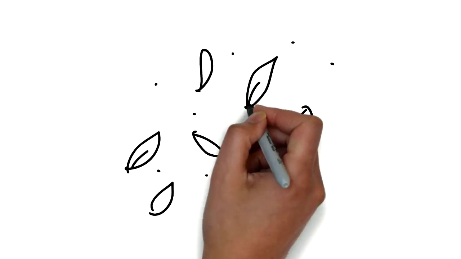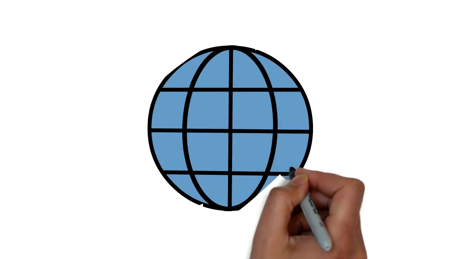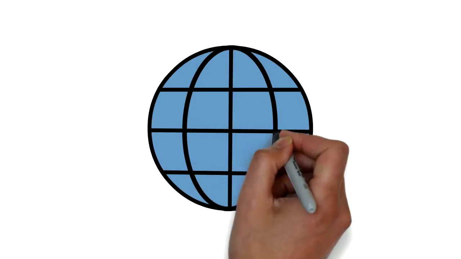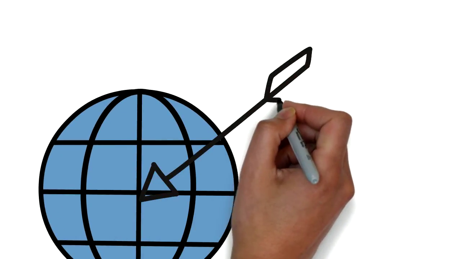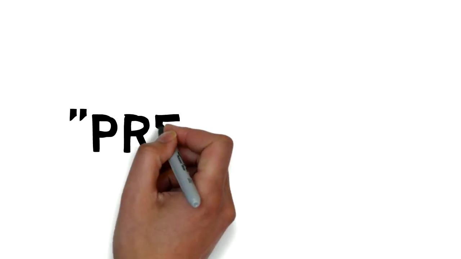Alright, we're going to be talking about patterns of wind movement. At the equator, warm air rises and loses its moisture. At 30 degrees, dry air descends, therefore deserts occur at 30 degrees latitude around the world. Because the Earth is rotating on its axis, the trade winds move from the northeast to the west in the northern hemisphere, and from the southeast to the west in the southern hemisphere.